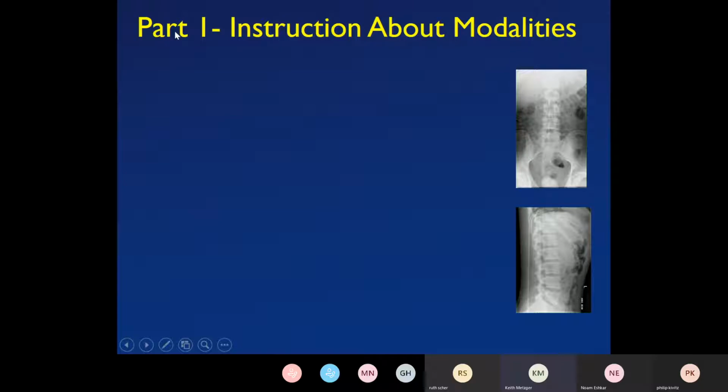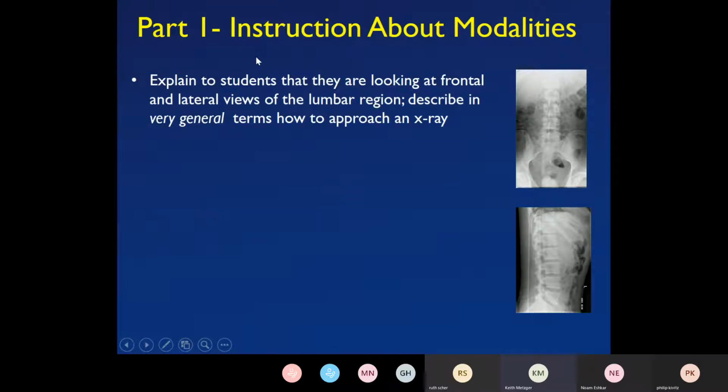So part 1, instruction about modalities. This is an example of how I might run this portion of the station. And we don't have much time here. We're probably talking about 5-7 minutes, something like that. Very quickly, I would explain to the students what they're looking at, giving them some basic orientation. You're looking at frontal and lateral views of the lumbar region, and I would describe in very general terms how to approach an X-ray, not necessarily specific to a lumbar series, but maybe thinking, okay, I find structures that I know, I use those as landmarks.